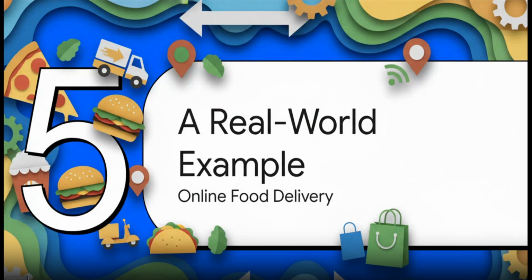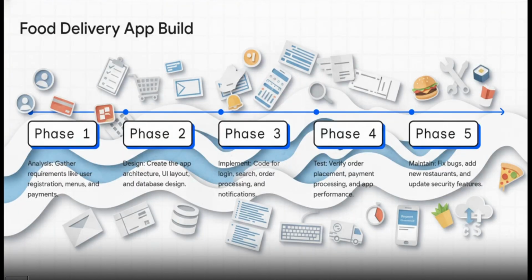Okay, let's make all this a little more concrete. How would this actually work in the real world? Let's take a pretty common example, building a brand new online food delivery system from scratch. The process would follow that strict linear path we've been talking about. In phase one, you define every single feature: user login, payment options, how menus work, everything.